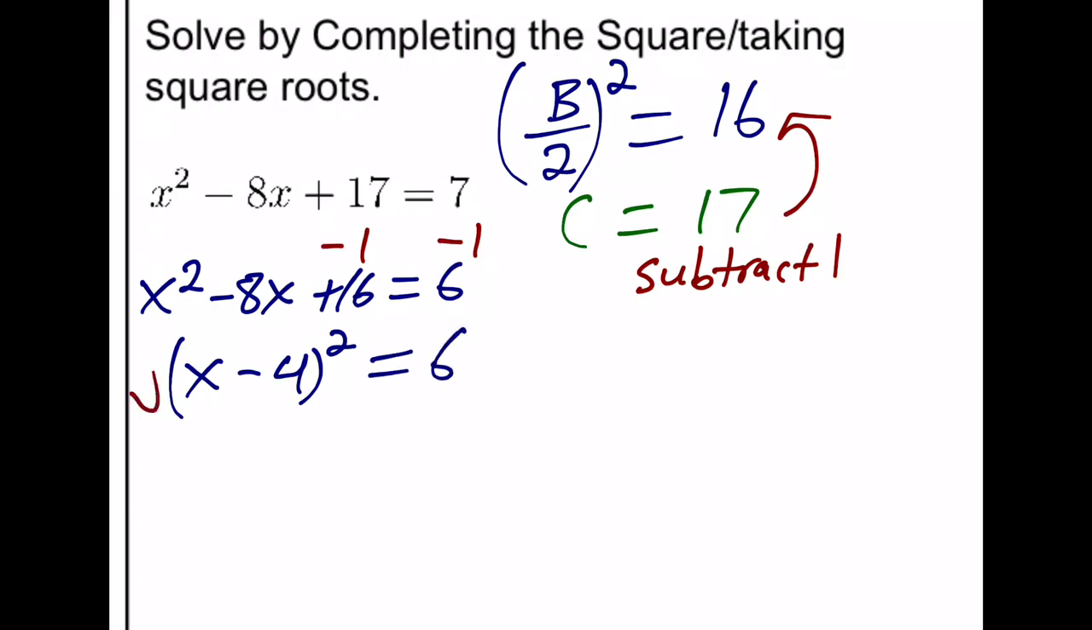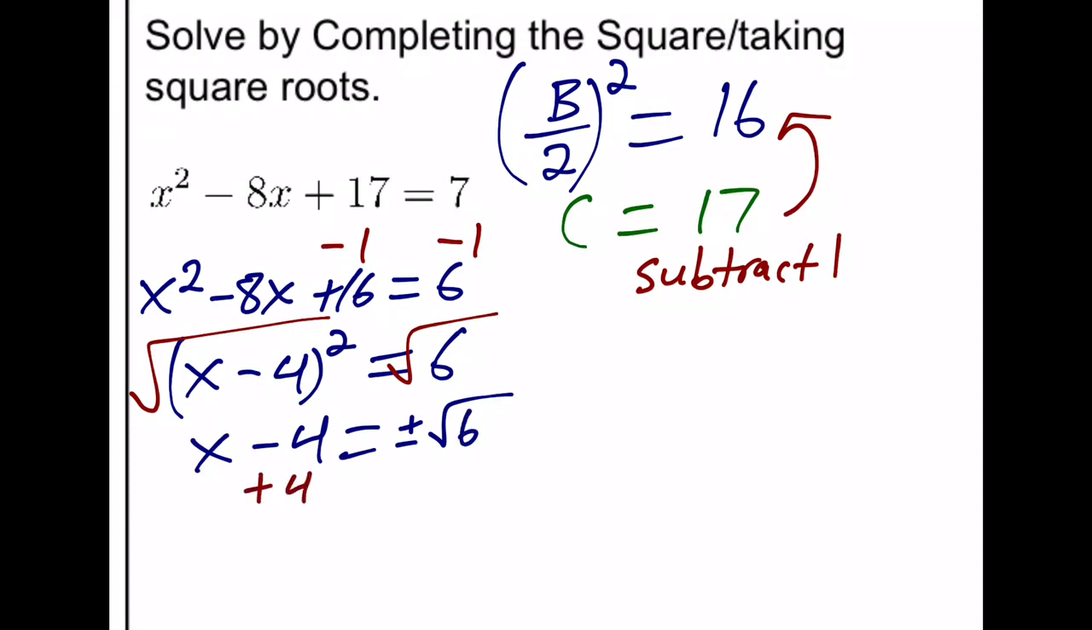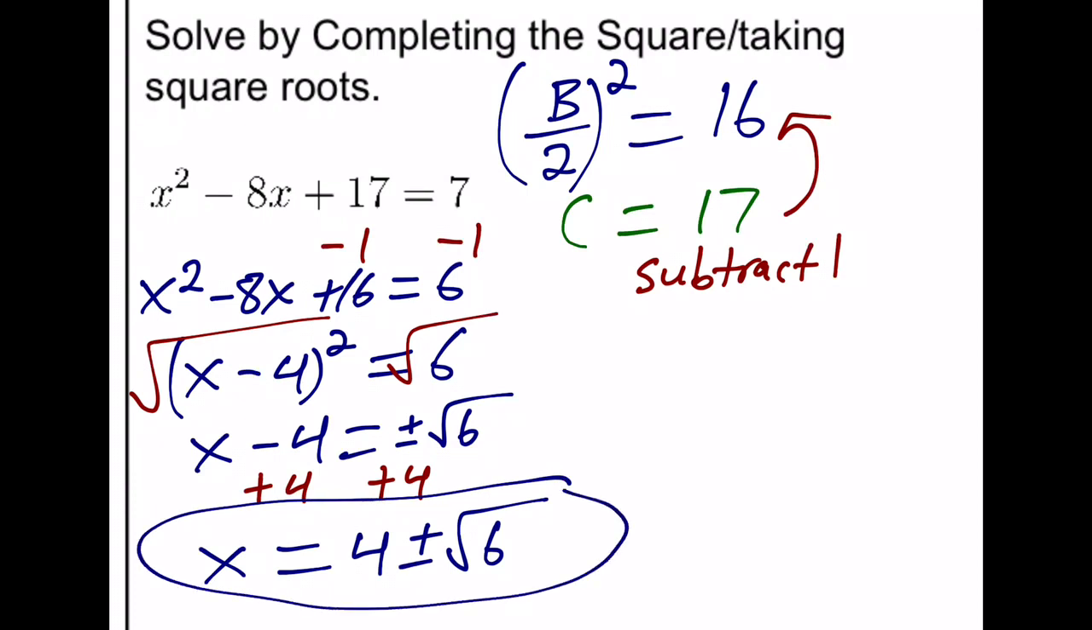The next step is to take the square root of both sides. On the left, I'm left with x minus 4, and on the right, 6 is not a perfect square. We can make our life simple by writing this as plus or minus the square root of 6. We get x by itself by adding 4 to both sides, and x is equal to 4 plus or minus the square root of 6. And that's our final answer. We don't need to simplify past there.